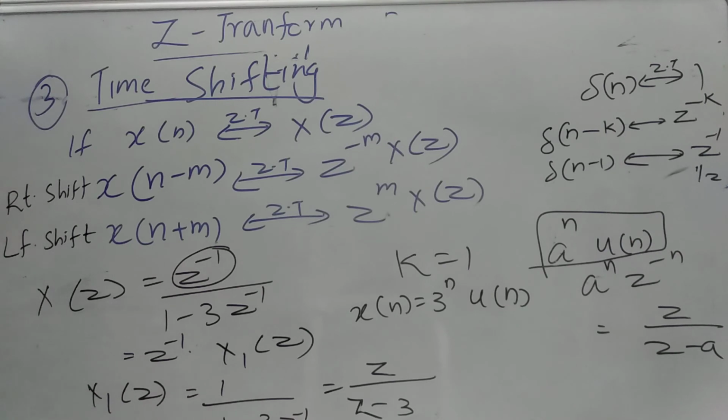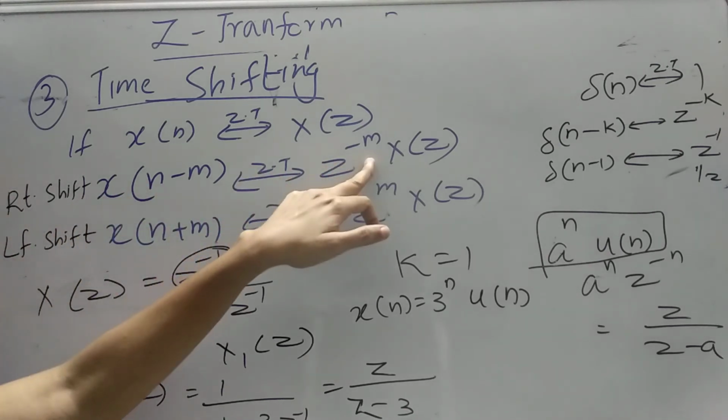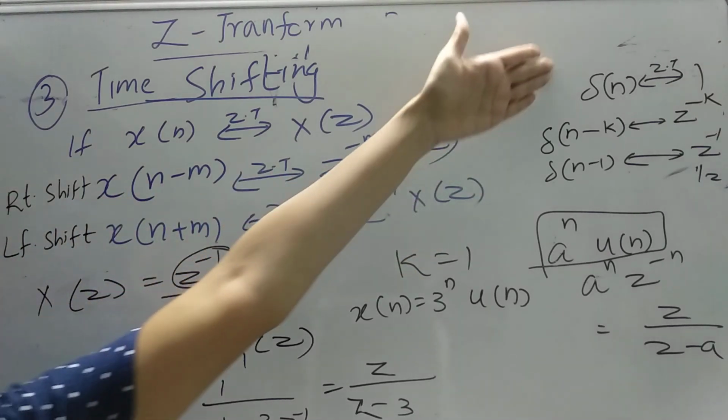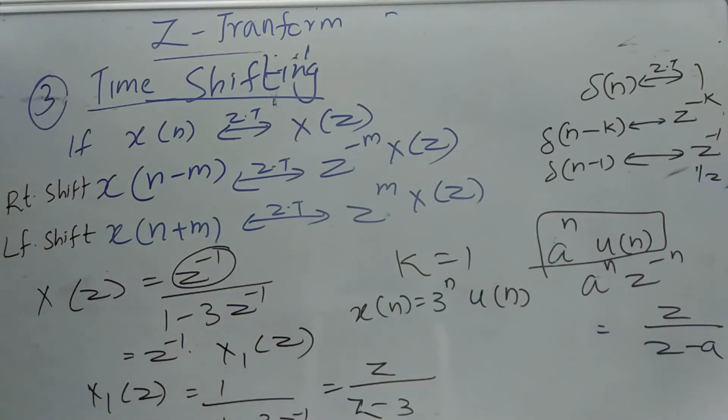This is our time shifting property. We can shift the discrete time sequence either to the right side or to the left side. However you shift, you will get the power of that shift. These are the standard or impulse functions, and we always have to keep them in mind. When you are doing different problems, it will be useful for you. Thank you.